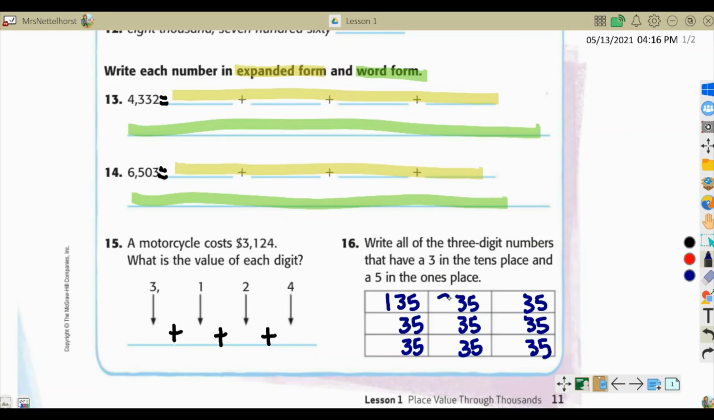135, 235, 335, 435, 535, 635, 735, 835, 935. That's it. That's all they wanted us to do. Okay, so there you go. That is place value to the thousands.